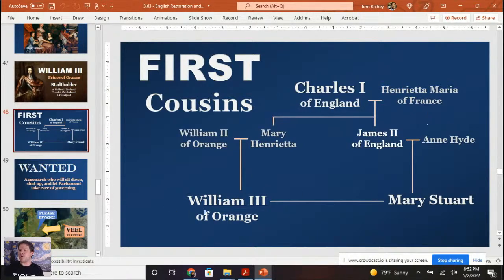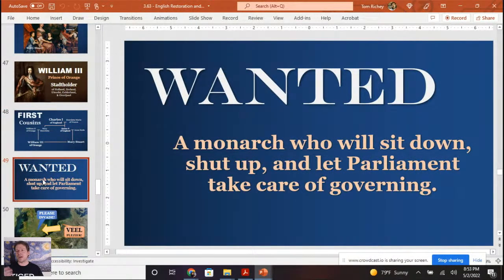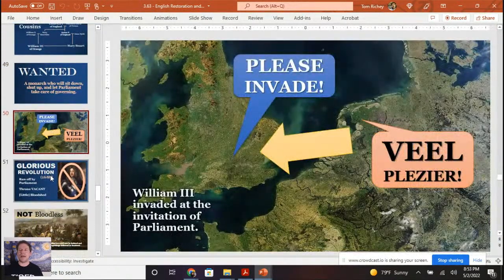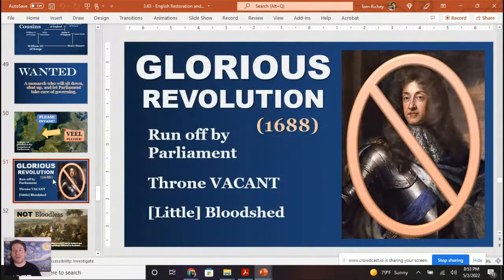So basically, William III of Orange and Mary Stuart were first cousins. Well, sounds like they can get married. They're both grandchildren of Charles I. And so England wants somebody who will sit down and shut up, and let Parliament do the governing. And so with this, we see that William invades England at the invitation of Parliament. So basically, the Glorious Revolution: James is run off and the throne is declared vacant.